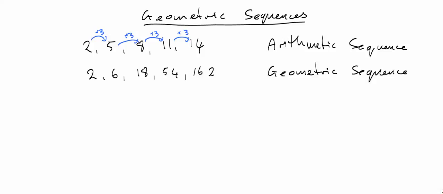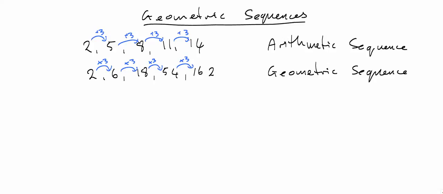In a geometric sequence, however, we multiply each term by the same number to get the next term. So in this case we multiply 2 by 3 to get 6, we multiply 6 by 3 to get 18, we multiply 18 by 3 to get 54, and multiply 54 by 3 to get 162.